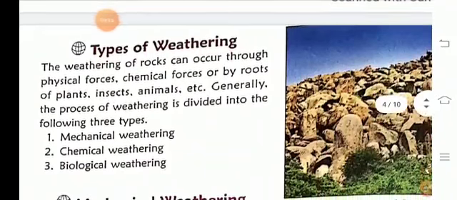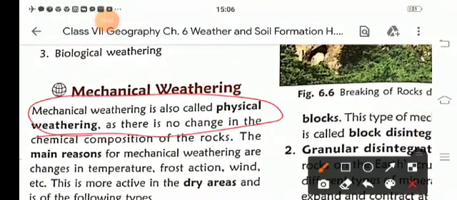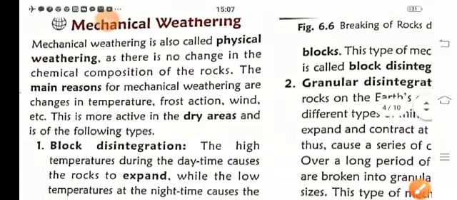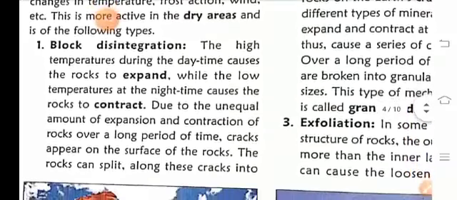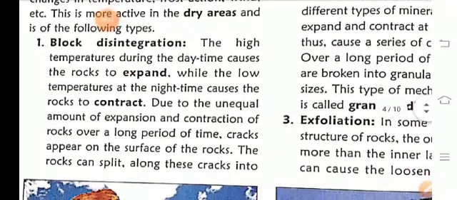Now see the mechanical weathering. You can say it is a physical weathering also, as there is no change in the chemical composition of the rock. It remains the same. Mechanical weathering is caused by changes in temperature, frost action, wind, etc. This is more active in the dry areas, and it is of four types: block disintegration, granular disintegration, exfoliation, and fourth is frost action.